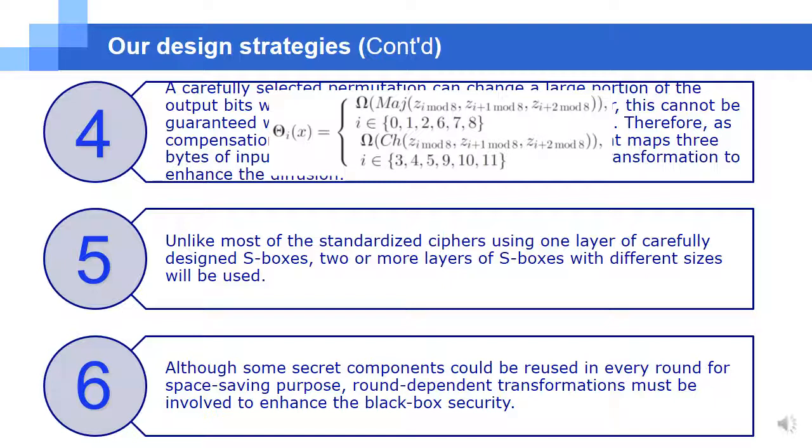Strategy 5. Unlike most standardized ciphers, using one layer of carefully designed S-boxes, 2 or more layers of S-boxes with different sizes will be used in the proposed scheme. Strategy 6. Although some secret components could be used in every round for specific purpose, round-dependent transformations must be involved to enhance the black box security.